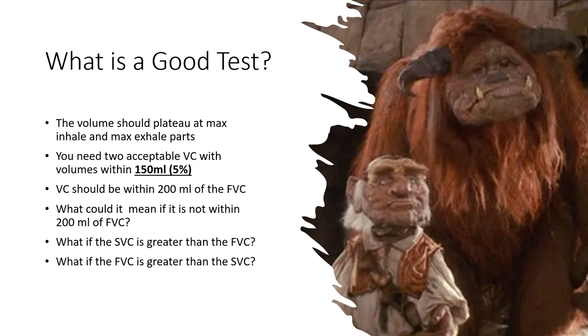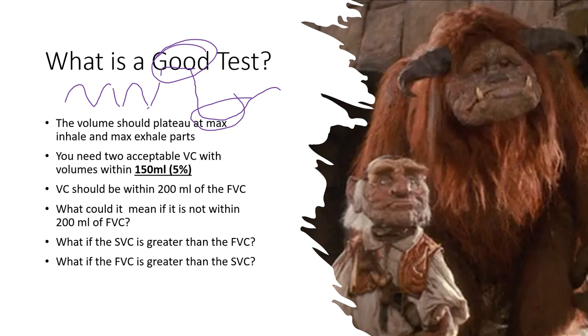What determines a good and acceptable test? Well, the maximum that you should see is a plateau. You should see a plateau at maximum inhale and maximum exhale. Just like I drew on the previous slide, you're going to see that tidal volume. You want to see 3 to 4 breaths of a stable tidal volume, and then you're going to take a deep breath in. You should see a little plateau at the top here. That means they're all the way in, and then you should see a plateau at the bottom there as well. That means they're all the way out. So that means that you've got the maximum inhale and the maximum exhale out of them.